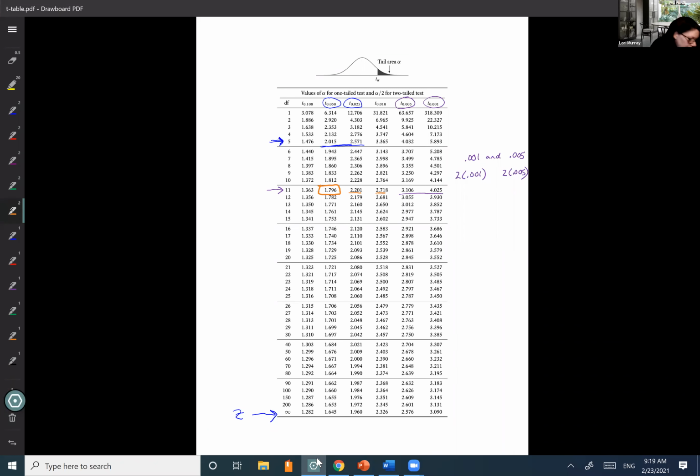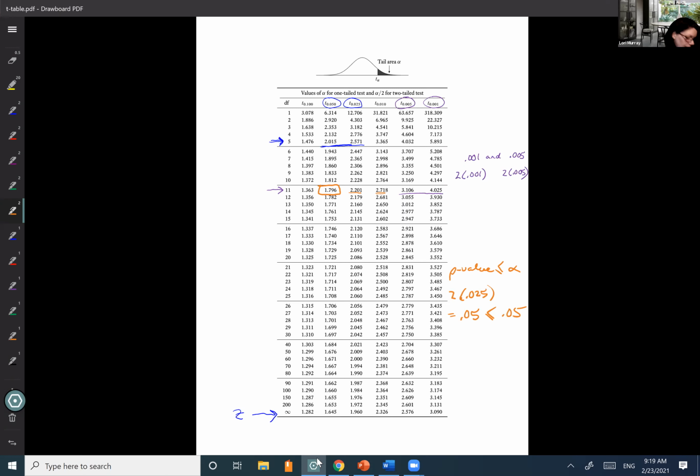Right? Because if the p-value is less than or equal to alpha at 2.201, we would be equal to alpha. All right? Because 0.025 times 2 times 0.025, right, equals 0.05. We would be equal. We would still reject the null hypothesis.